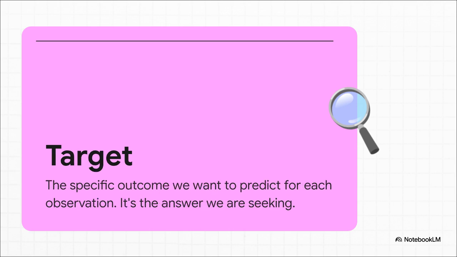Now this next one is absolutely crucial. We need a target. The target is the specific question we're trying to get an answer to. For the house example, our target would probably be its sale price. For a customer, it might be, hey, are they going to renew their subscription or not? The target is the whole reason we're doing this. It's the answer we want the machine to learn how to predict.